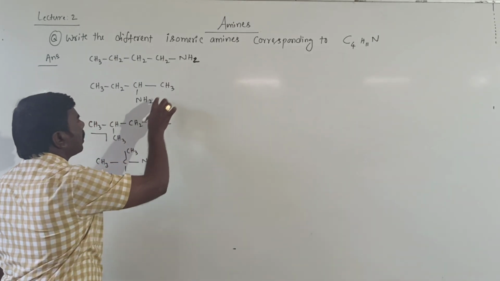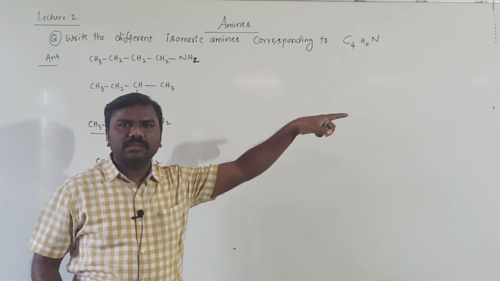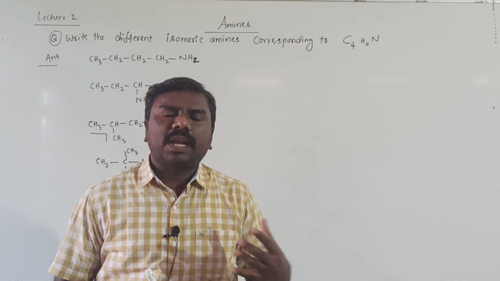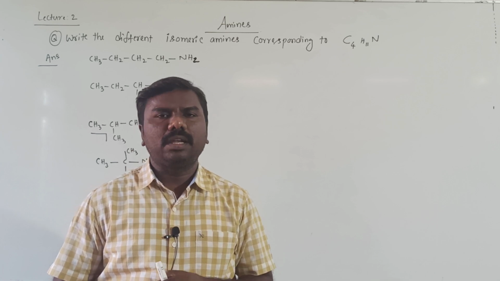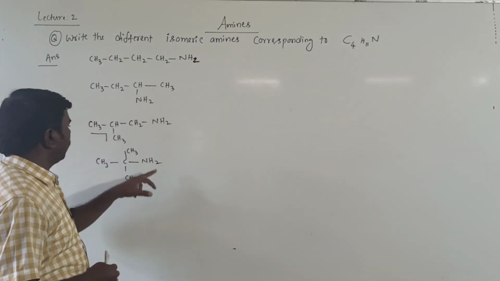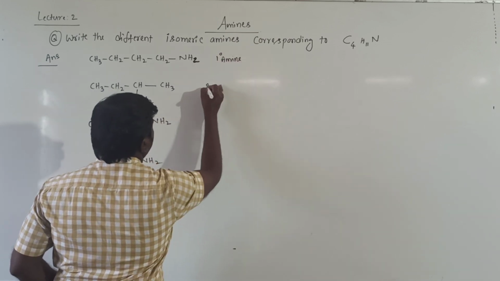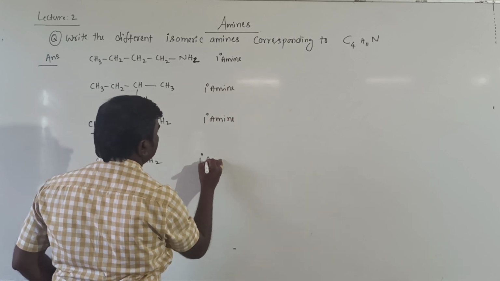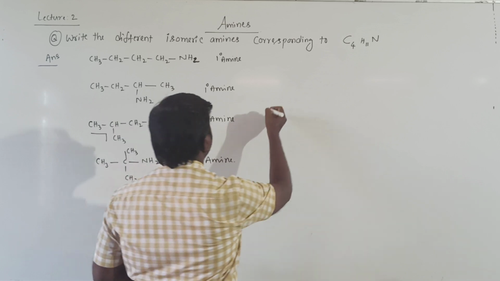So, in all these cases NH2 is present, formula C4H11N. As I discussed in the last class, if NH2 is there, that is a primary amine; if NH is there, secondary amine; only N is there, that is a tertiary amine. In all these, NH2 is present, so these are all primary amines with formula C4H11N, right? Primary amines. Possible secondary amines I am writing now.